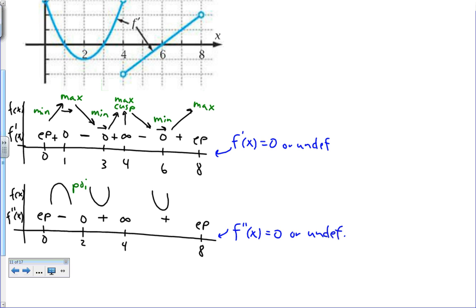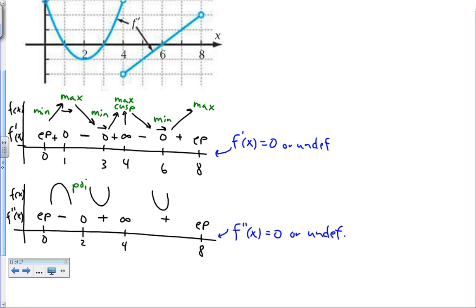At 4, though, we were concave up prior to that, concave up after that, so there is no point of inflection. We did not change concavity. Remember, you have to actually change concavity for you to have a point of inflection there. Now, from this, I could actually get a pretty accurate sketch of what this graph looks like. I know whether it's increasing or decreasing. I know the shape of it as well.